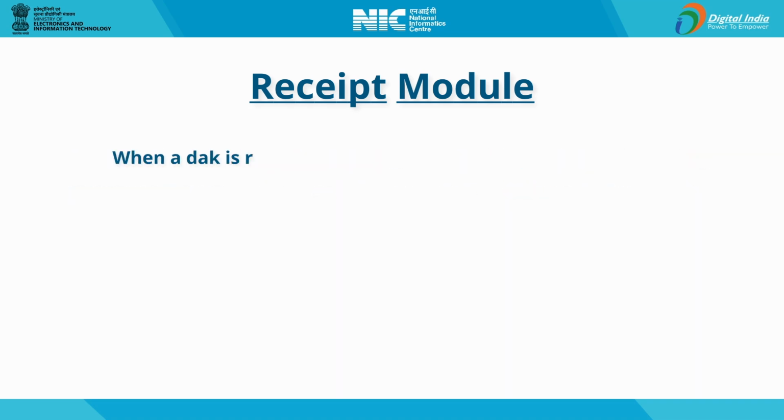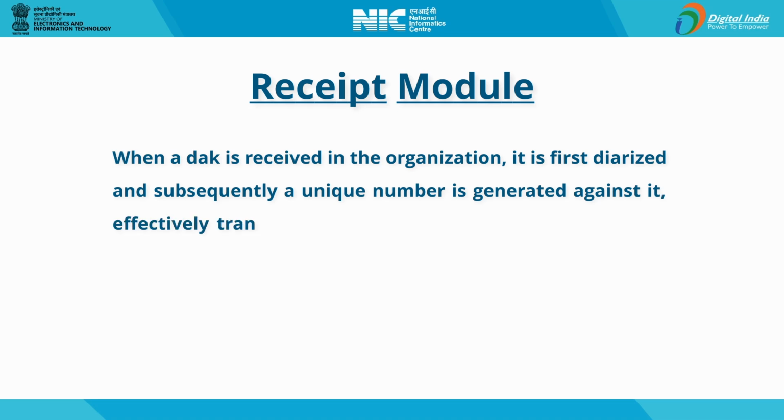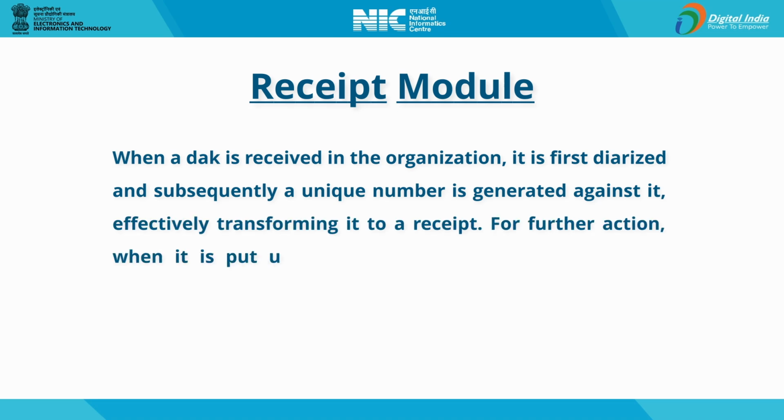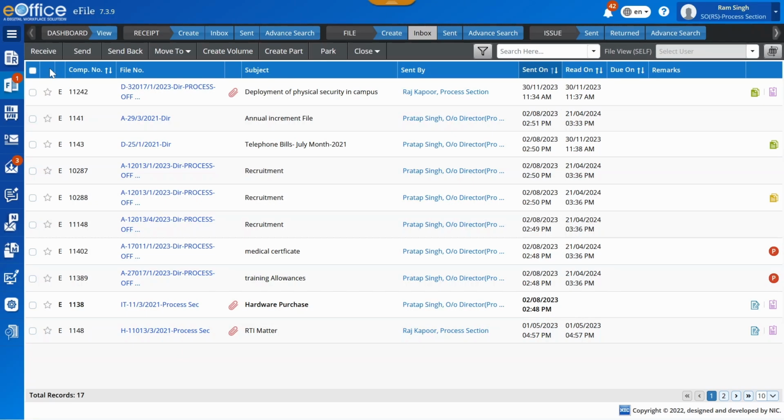When a DAC is received in the organization, it is first diarized, and subsequently a unique number is generated against it, effectively transforming it to a receipt. For further action, when it is put up in file, it becomes a correspondence. So, let's explore the receipt module now.